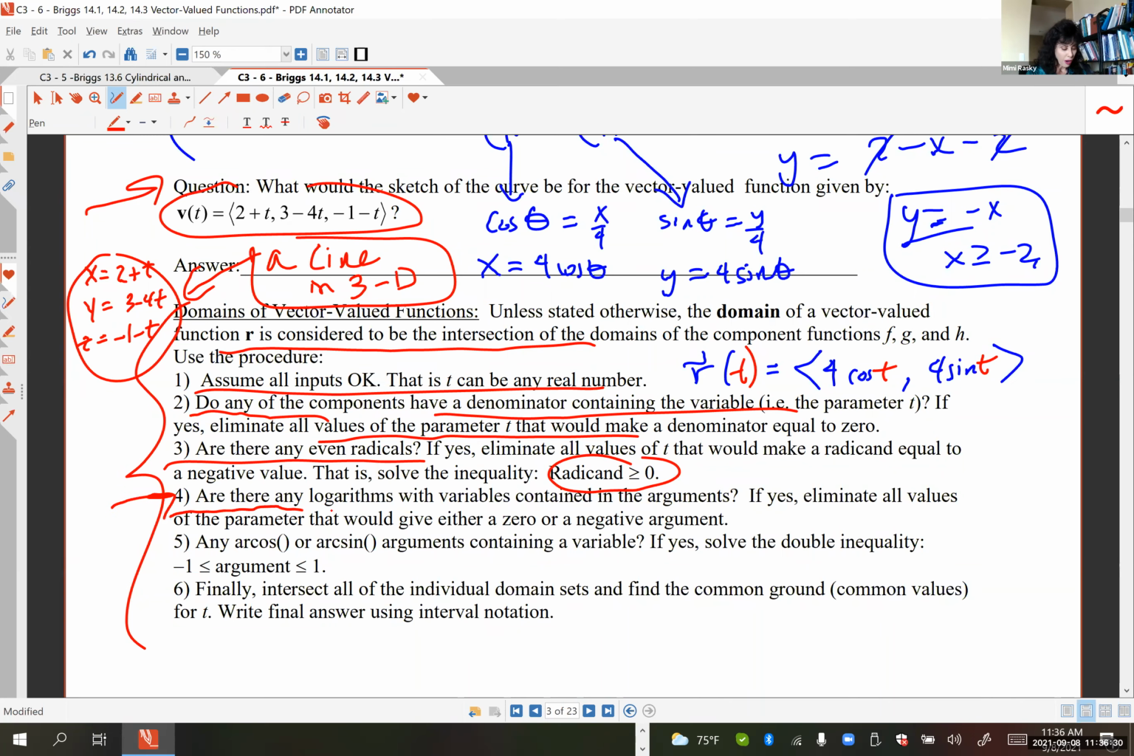The fourth thing, are there any logarithms in your vector valued function? Because you're only allowed to take logarithms like ln of positive arguments. Ln of 2 is okay, but ln of 0 is not defined, and ln of negative 2 is not defined. So in this case, you would create an inequality where the argument is strictly greater than 0 and solve for that. And for any arccos or arcsine, you'd worry because you want the argument to be greater than or equal to -1, but less than or equal to 1.